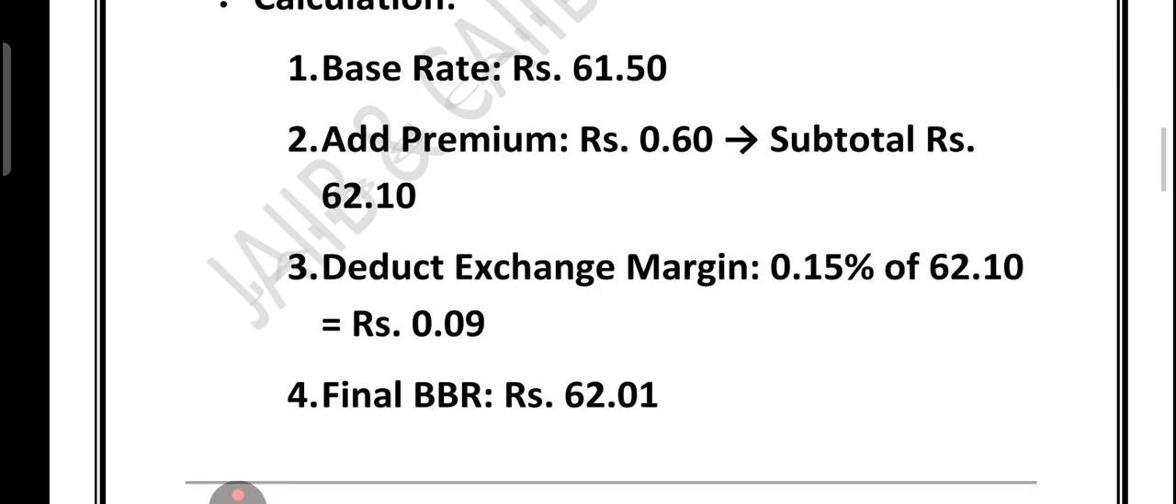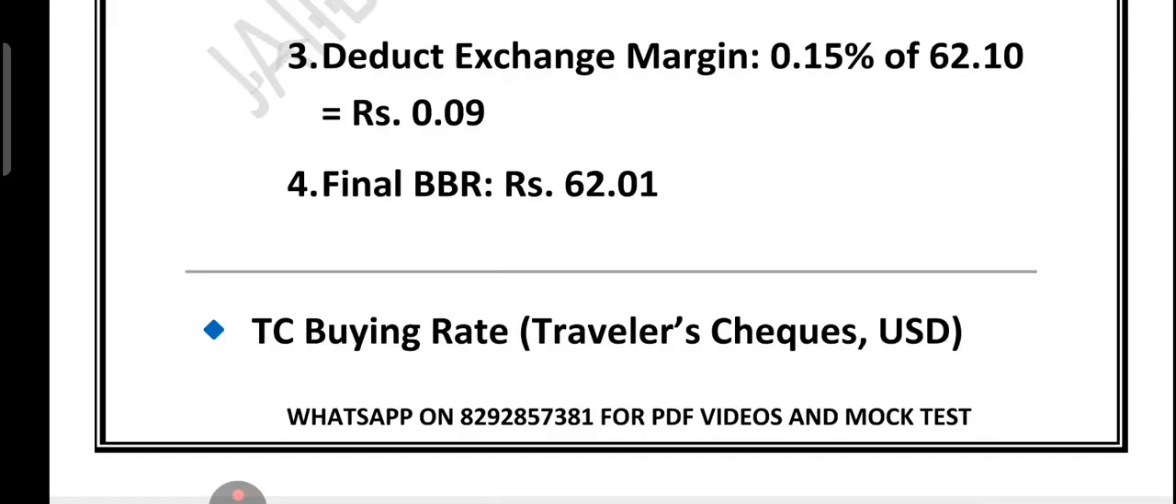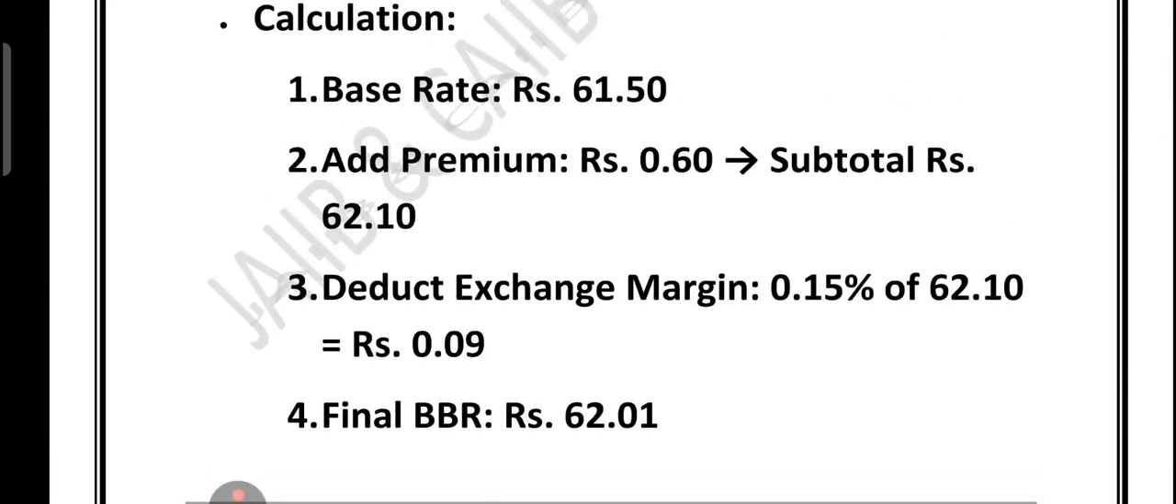In short, BBR, the bill buying rate, adjusts the spot rate for future delivery. Remember, bill buying rate is used for export bills and deferred payment, and TT buying rate is used for inward remittance, as I just told you. Now the question is, in the TT buying rate there was no premium, so why is there a premium in the bill buying rate? Because the bill buying rate deals with cases where the bank pays the money now and will receive payment at the due date of the bill. That's why the premium comes into the picture.